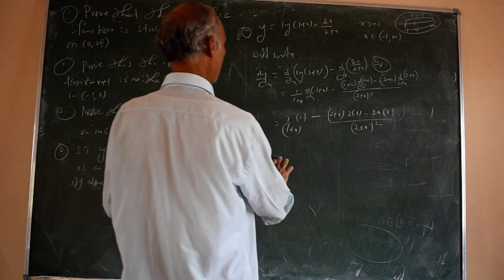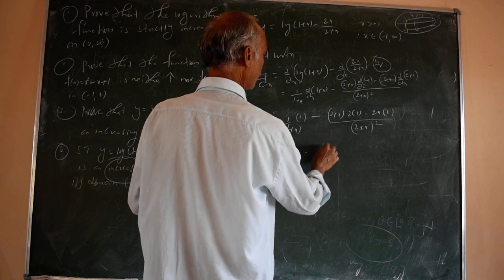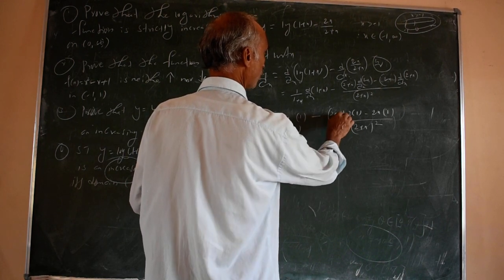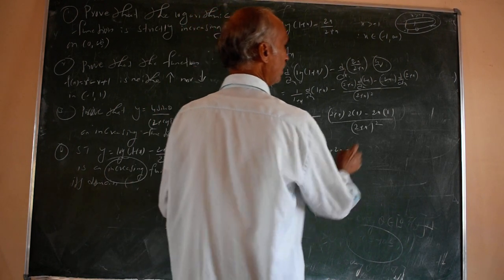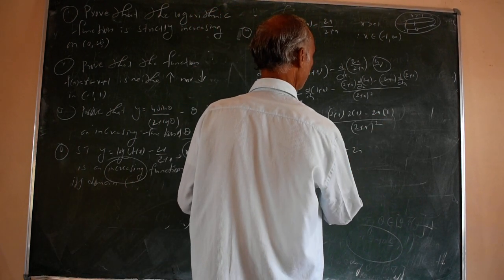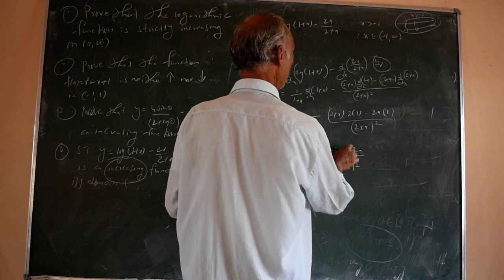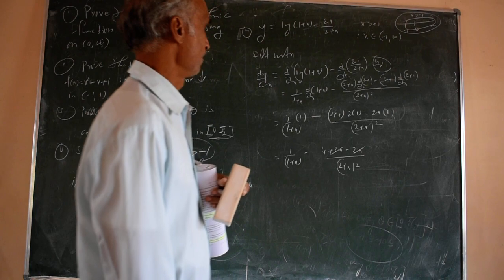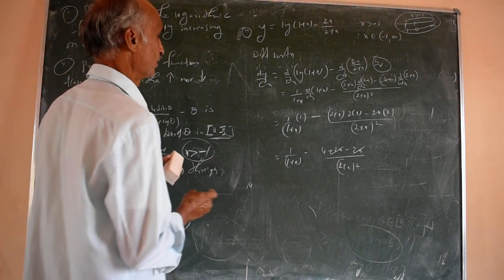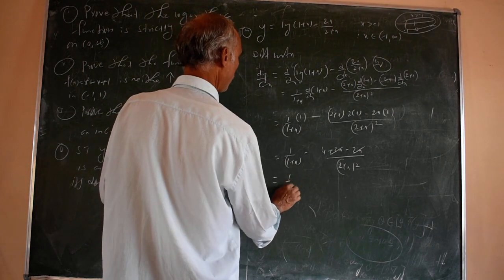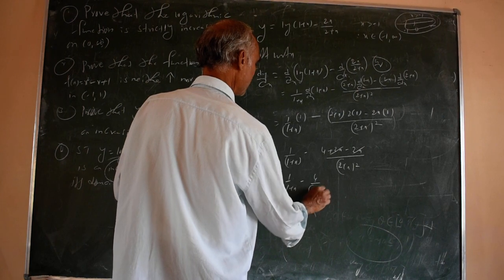That's equals to 1 upon 1 plus x minus 2 plus x into 2, that's 2 into 2 is 4, x into 2 is 2x, minus 2x into 1 is 2x, whole divided by 2 plus x the whole square. Now 2x and 2x cancels. Okay, so 1 upon 1 plus x minus 4 upon 2 plus x the whole square.